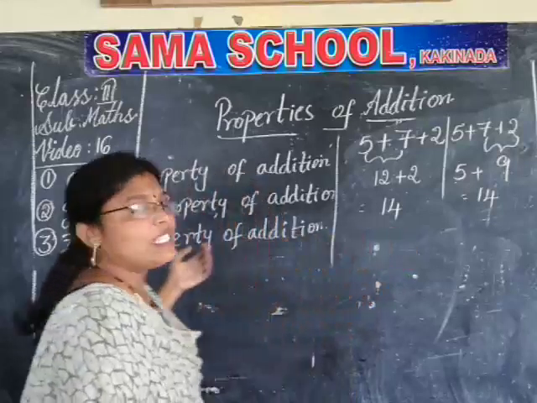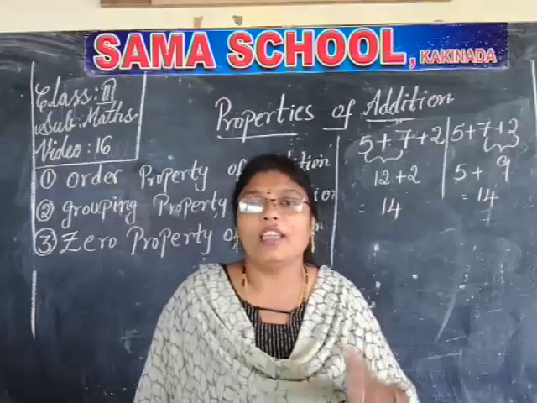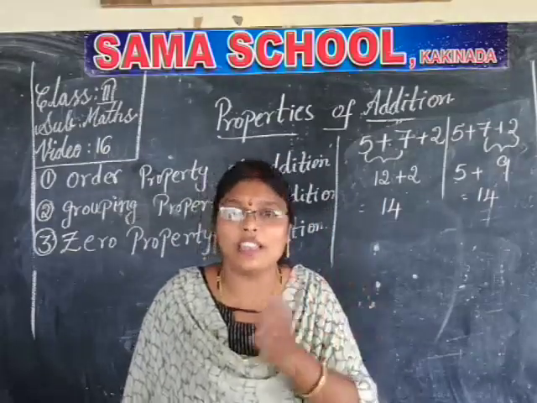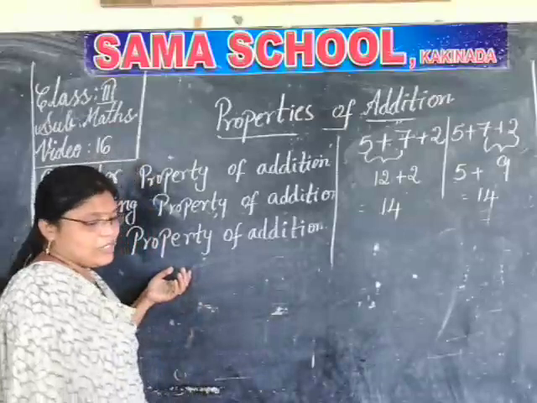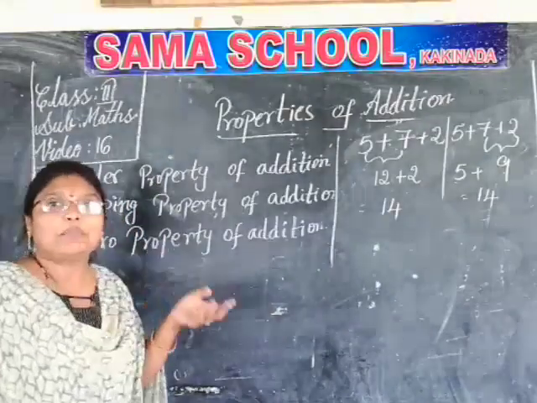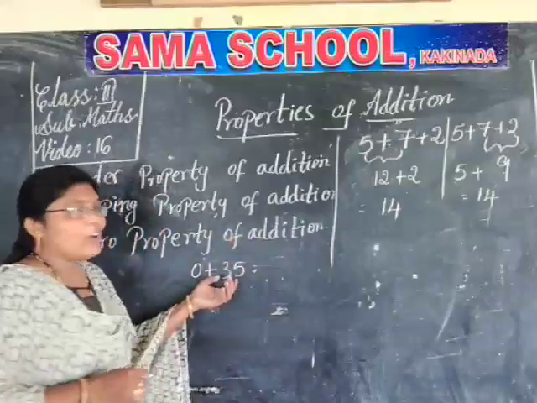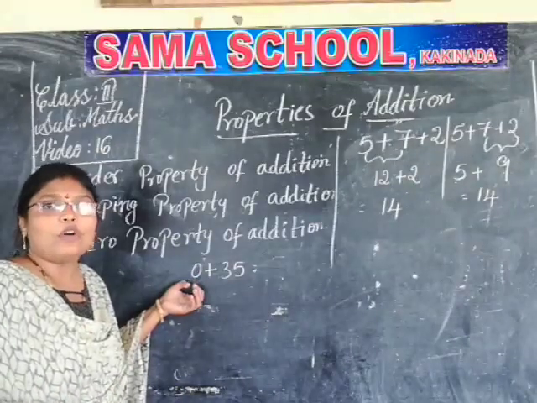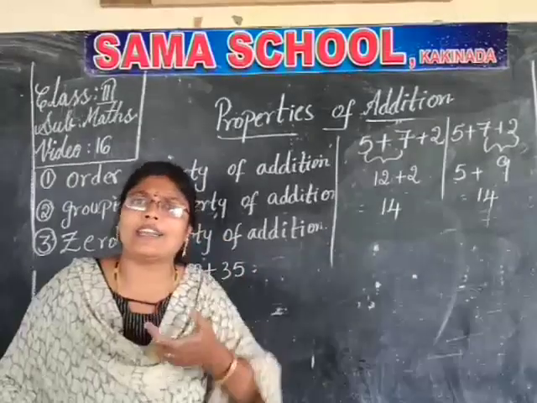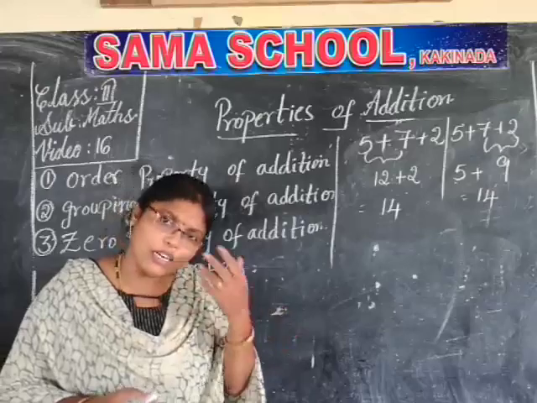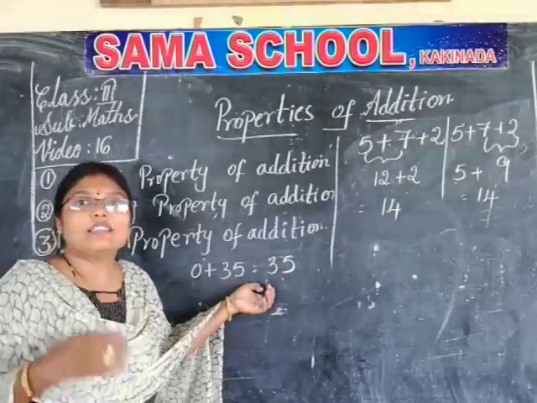So when more than two numbers are given, you can group any two numbers and add, the sum remains the same. And what is the last property, children? Zero property. What is zero property? If 0 is added to any number, the sum will be the number itself. For example, 0 plus 35. You did not add anything to 35. Then how many will you have? No, already you have that 35. 0 is added to that. How many will you have? 35 only. So 0 plus 35 is 35.